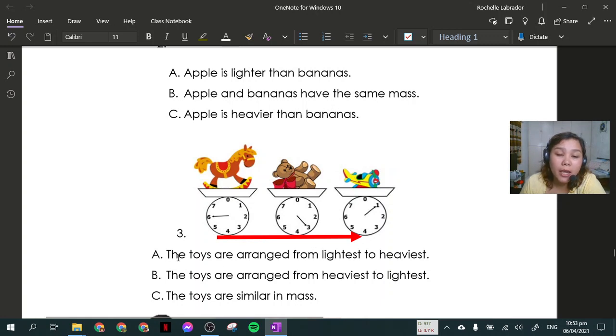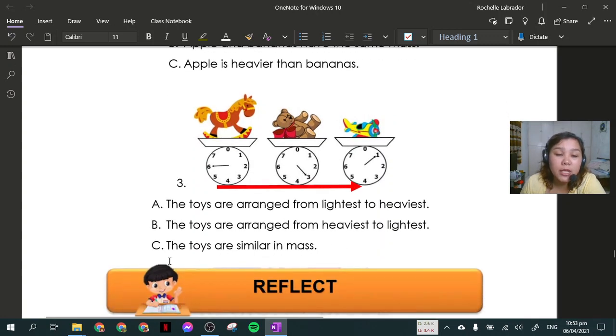So is it A, the toys are arranged from lightest to heaviest? B, the toys are arranged from heaviest to lightest? C, the toys are similar in mass? I repeat, based on the picture, A, the toys are arranged from lightest to heaviest. B, the toys are arranged from heaviest to lightest. C, the toys are similar in mass.